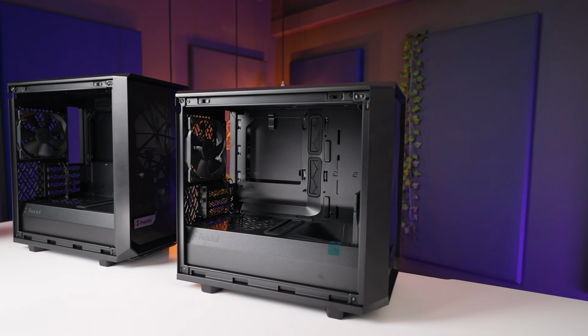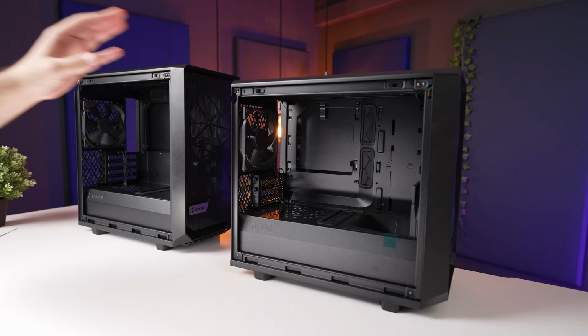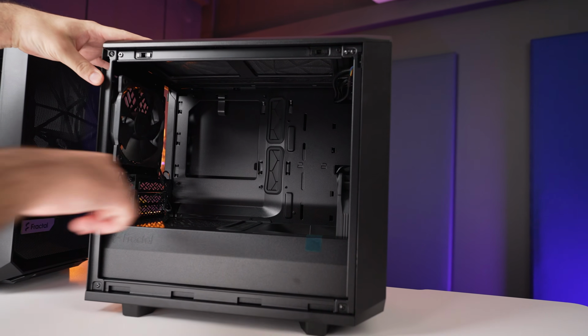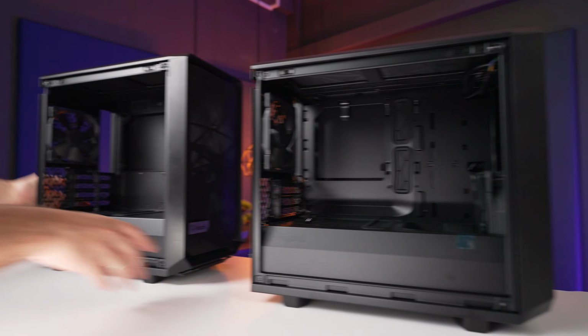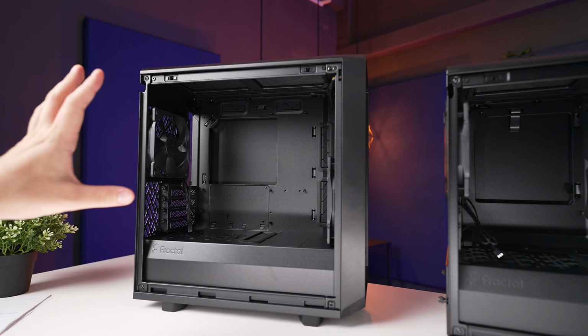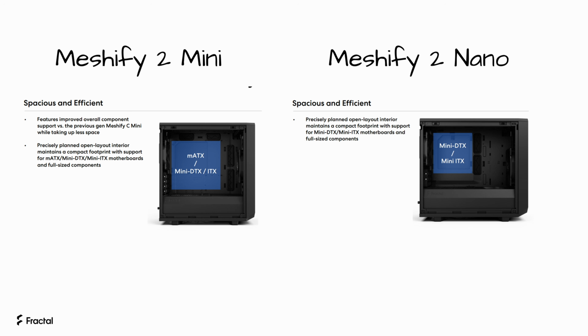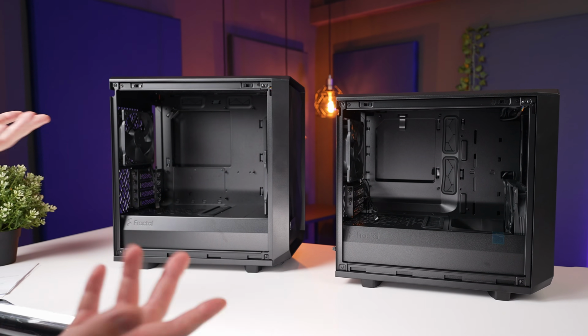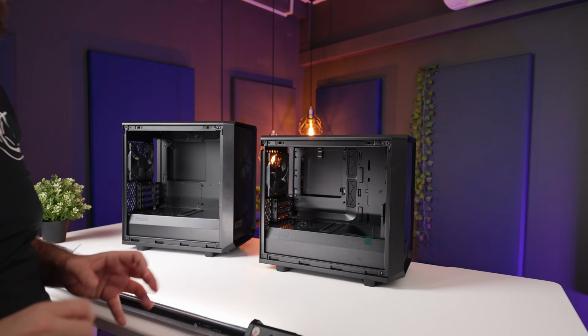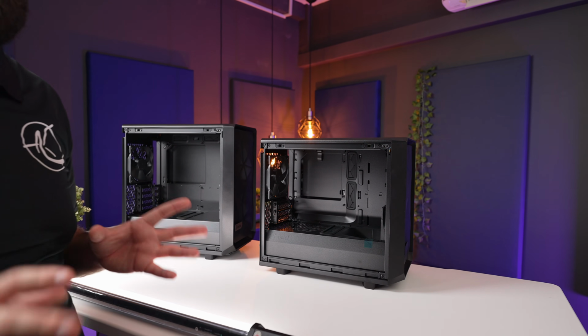You can immediately see the difference in sizes. The Nano can only fit up to an ITX size motherboard, while the Mini can actually fit micro ATX. So you'll have a lot more compatibility in this particular case, and micro ATX boards are just so much cheaper because there are so many more of them out there. And realistically, you should be able to get a bit more cooling, but we'll get into that a bit later on.